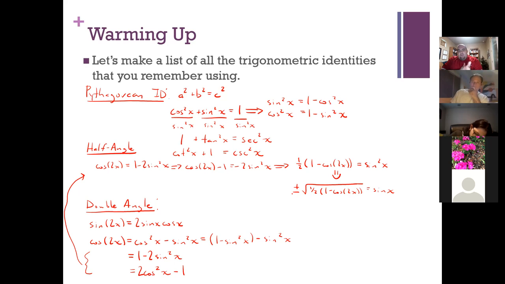Like I said, I'll be giving you all these, basically anything that'll be useful in terms of these identities, including the other half angle identity for cosine. But I just kind of want to take stock of the things we knew, because we are going to be using them a lot for this first section today. Any other questions before we go on? All right.